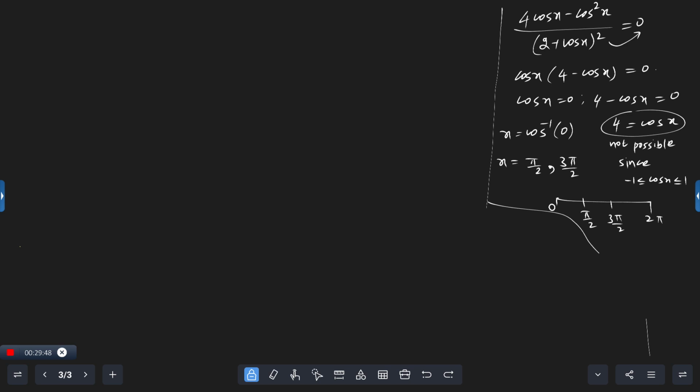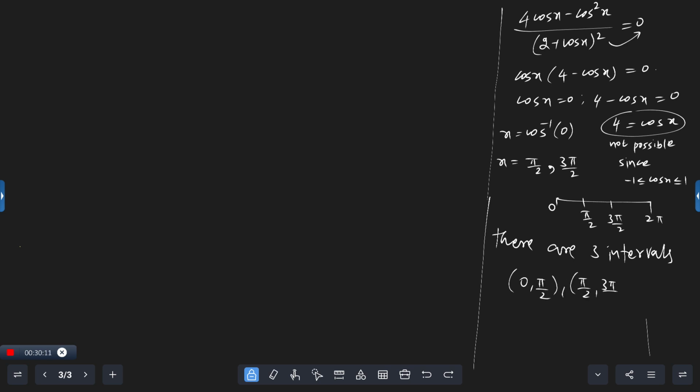Now what are we going to do? A table. First, the interval, and the interval you should write here itself. There are three intervals: one, 0 to pi by 2; another one, pi by 2 comma 3 pi by 2; another one, 3 pi by 2 comma 2 pi. Okay, these three intervals we have to check.